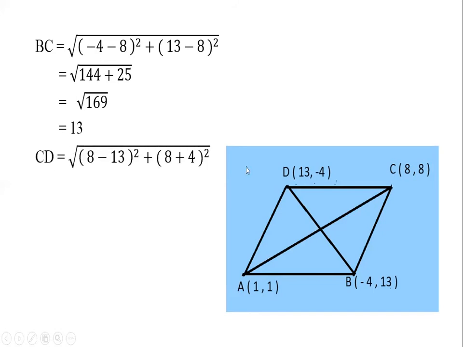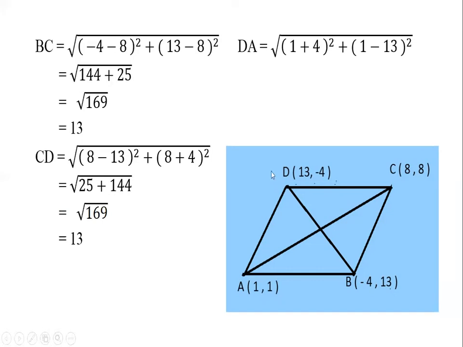Root over 169 means 13. Whereas CD. Using distance formula, we get (8 minus 13) whole square, plus (8 minus minus 4), that means (8 plus 4) whole square. Here 8 minus 13 means minus 5, whole square equal to 25. 8 plus 4 equal to 12. That means 12 square equal to 144. Whereas 25 plus 144 means 169, root over 169 equal to 13.